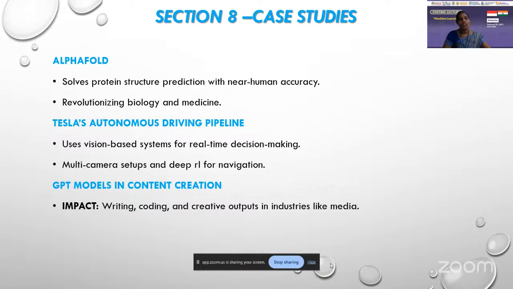And I've said the thing about Tesla's autonomous driving pipeline. This is generally used for real-time decision making. In the previous slide, I gave you situations for traffic flow. That is the best example for Tesla's autonomous driving pipeline. And then GPT models. This is going to have an impact in various AI-driven writing, coding, and creative outputs.